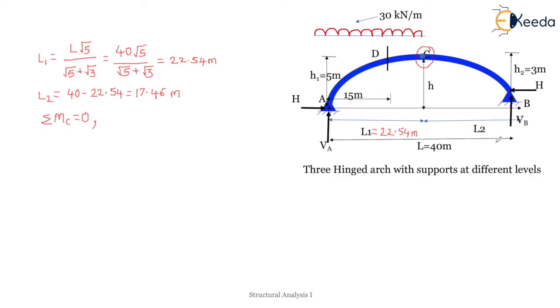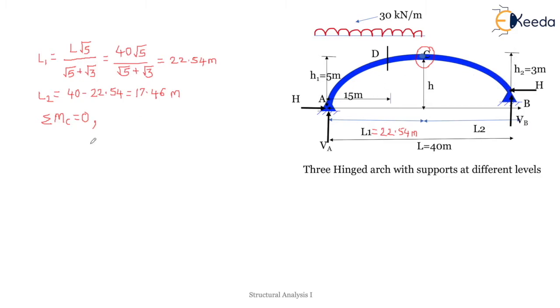So we can write VB into load into perpendicular distance. So VB into L2. So what is L2? L2 is nothing but 17.46. So load into perpendicular distance anti-clockwise, and then H will also act, it is in clockwise direction. Load into perpendicular distance, up at crown. So for this particular horizontal load, the perpendicular distance is 3 meter.